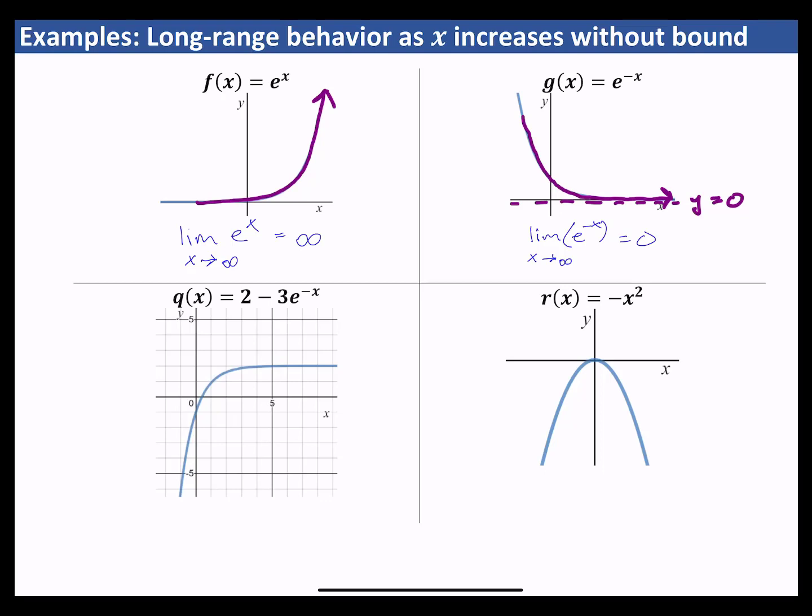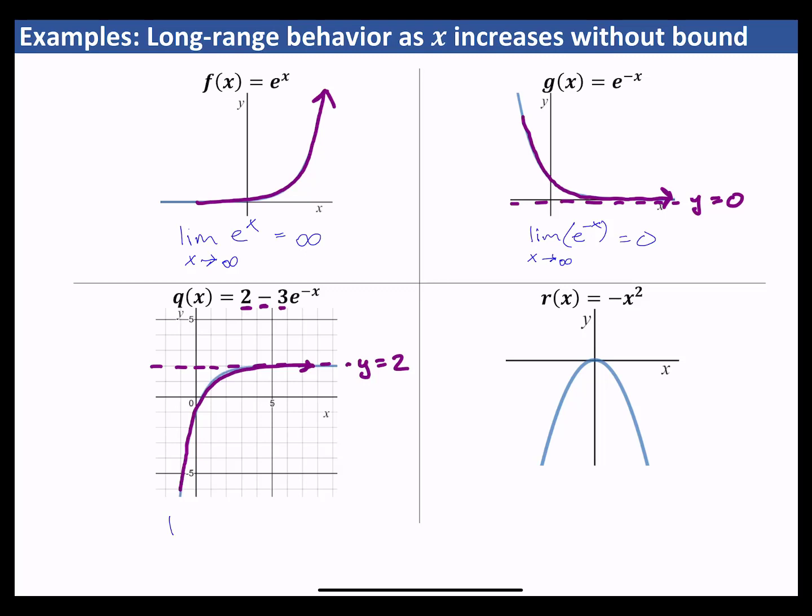Next, we have q of x equals 2 minus 3e raised to the negative x. We know that this is e raised to the negative x after a vertical stretch of 3, a reflection over the x-axis, and then a shift up 2. As a result, we know that as x increases without bound, 2 minus 3e raised to the negative x will tend towards 2. This means we can make q of x as close to the value 2 as we want by letting x increase without bound.